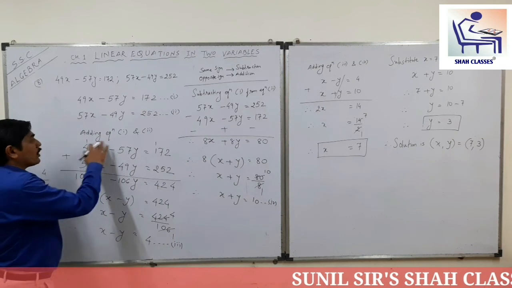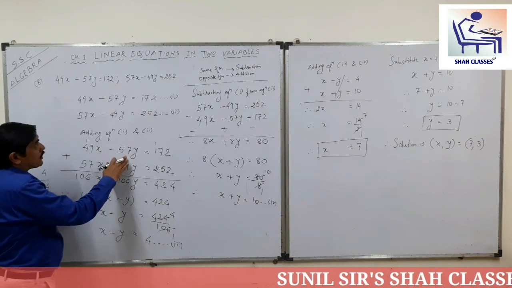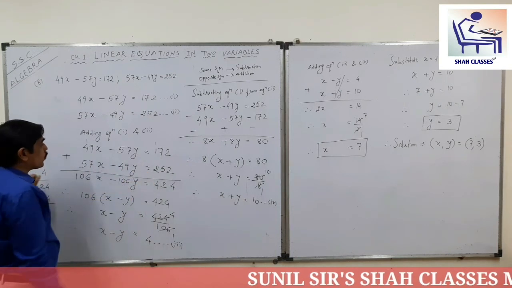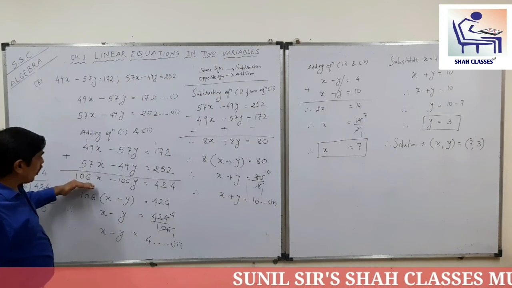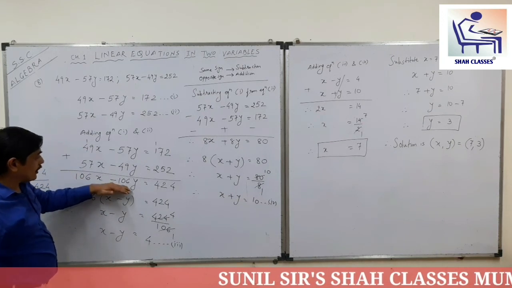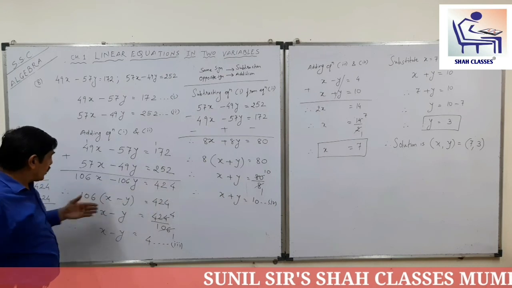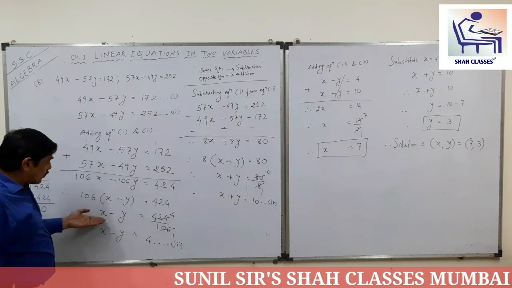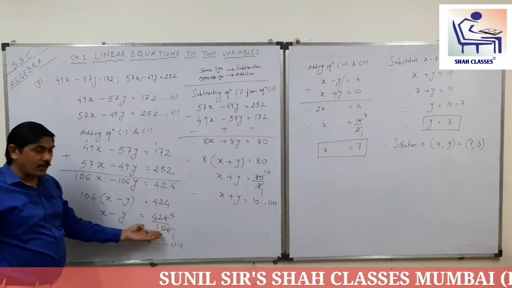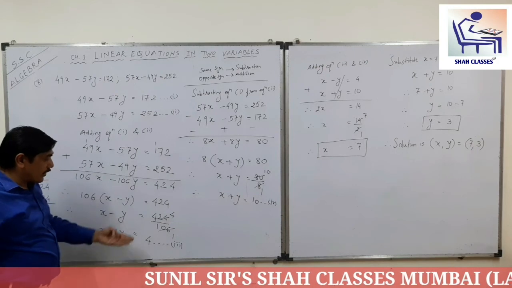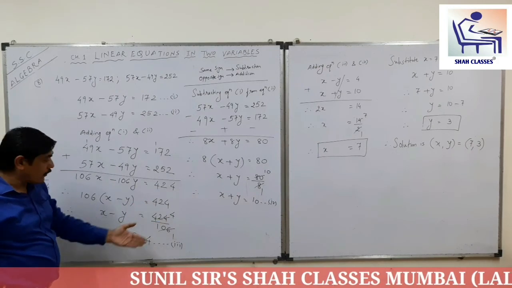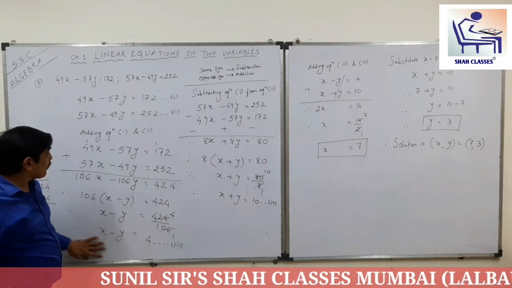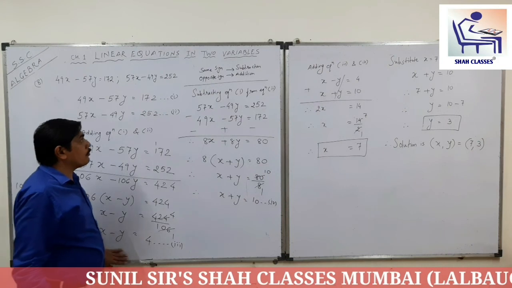Okay, so adding equation 1 and 2, 49x minus 57y is equal to 172 and 57x minus 49y is equal to 252. So after addition we got here 106x minus 106y is equal to 424. Now we are taking the common. So 106 into x minus y is equal to 424. So x minus y is equal to 424 divided by 106. So 106 ones are 106 and 106 fours are 424. So x minus y is equal to 4. We got one equation. हमें यहाँ पे एक equation मिल चुका है, equation number 3.